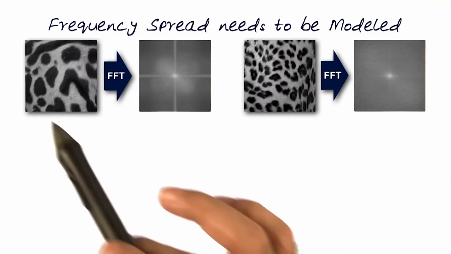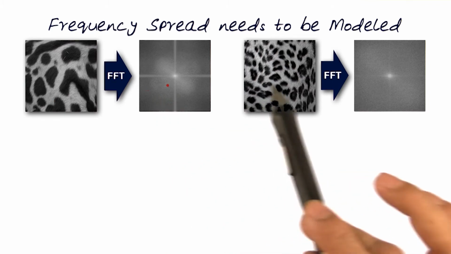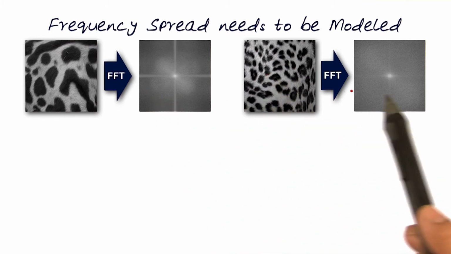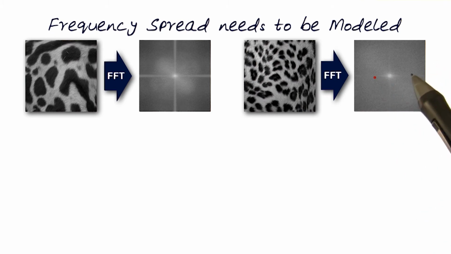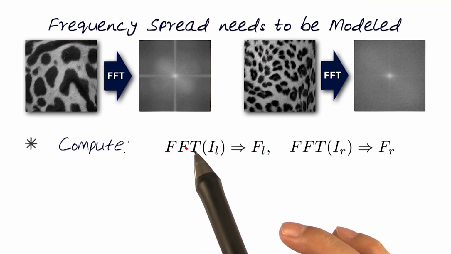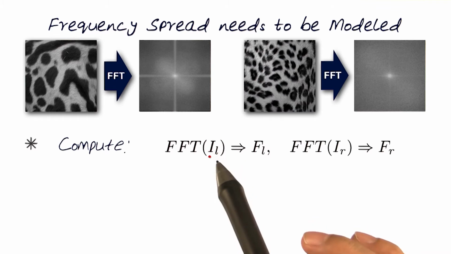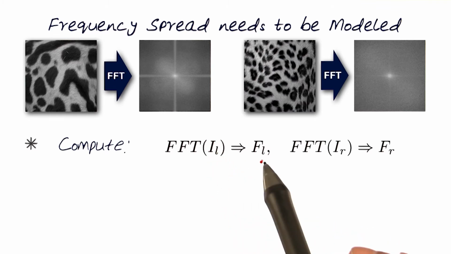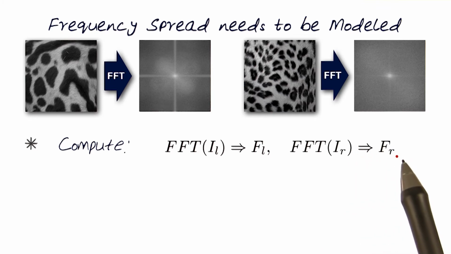So continuing to look at the same two examples of the Fourier transform, the left and the right spots here, we have these two different frequency spectra. We can compute those. So we would compute the Fourier transform. Here I say FFT, which is the fast Fourier transform. And this is the left image, which gives us FL. And similarly, we do this for the right image and we get an FR.